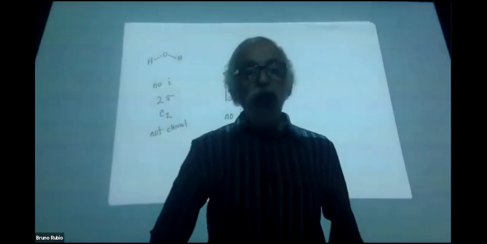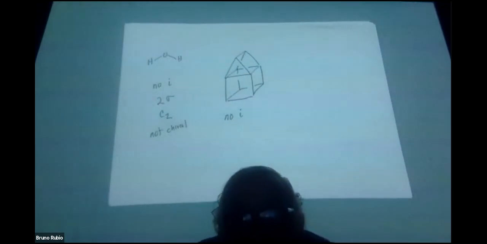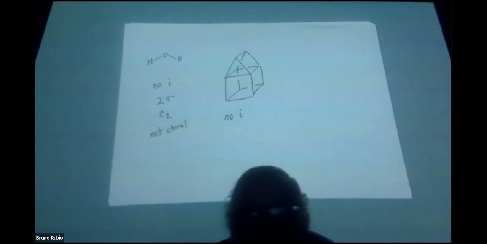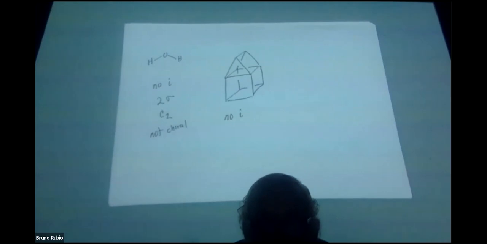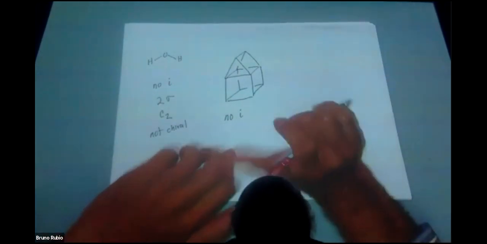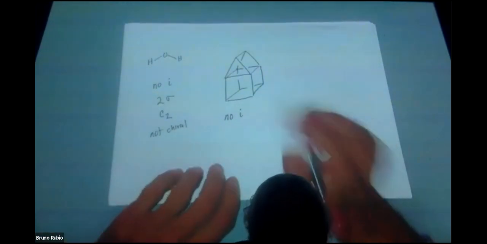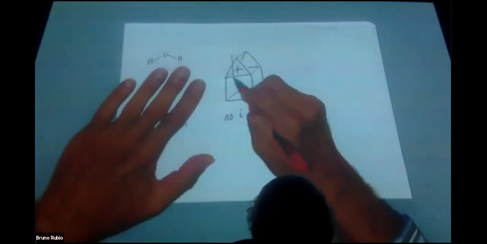So you're telling me in the chat how many planes of symmetry? Okay, whoa, I see all kinds of answers here. Housane has 2 planes of symmetry. The plane of symmetry that's maybe easiest to spot is the plane of symmetry that says the left is the mirror image of the right. So we have a plane of symmetry.